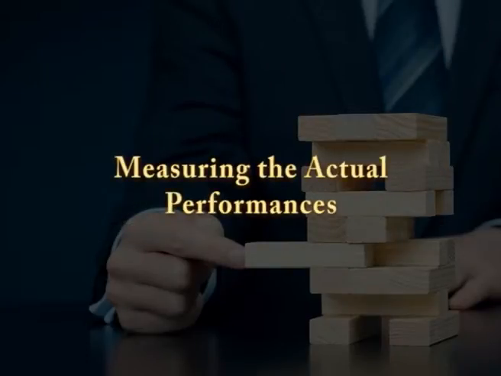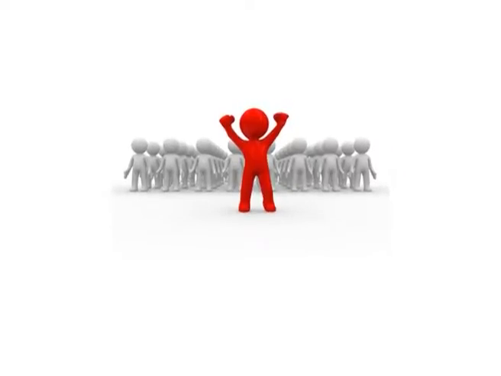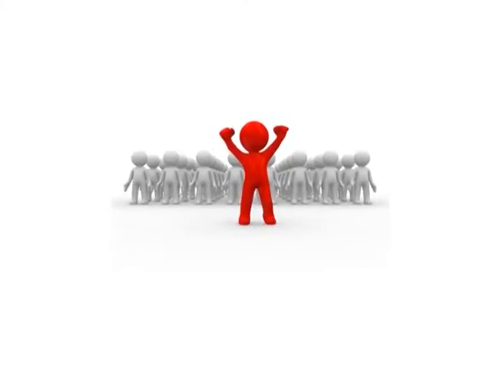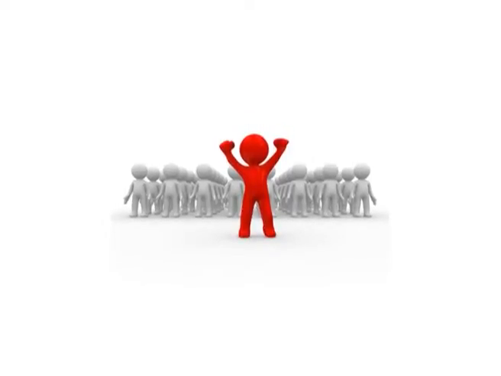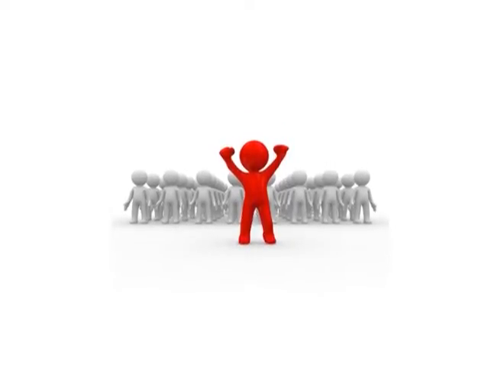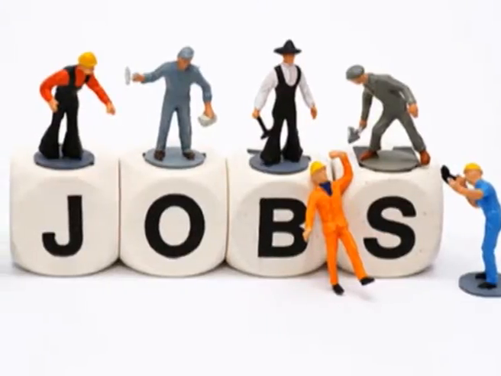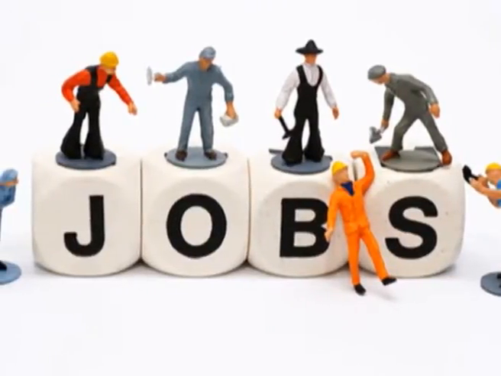Measuring the actual performances. After establishing the standards, the subordinates should be provided with all the resources for performing the job. They should be properly directed and motivated to perform the job. Similarly, they should also be properly supervised. If the subordinates come under theory X, they require maximum supervision. However, if they come under theory Y, then they require minimum supervision. After they complete the job, their performance should be carefully measured.